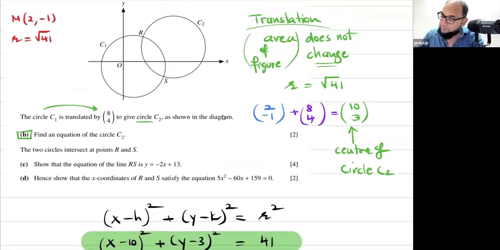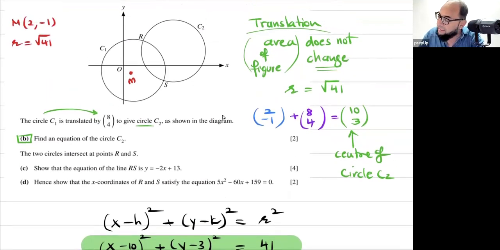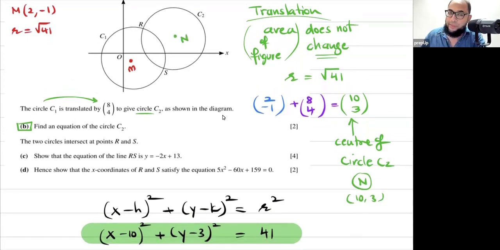Now over here, the first is this one. This is M, the center of the circle, which is 2, minus 1. And let me write this thing as N. So this is N, which is 10, 3. Now it so happens that this becomes the perpendicular bisector. So let me just join these two like this.